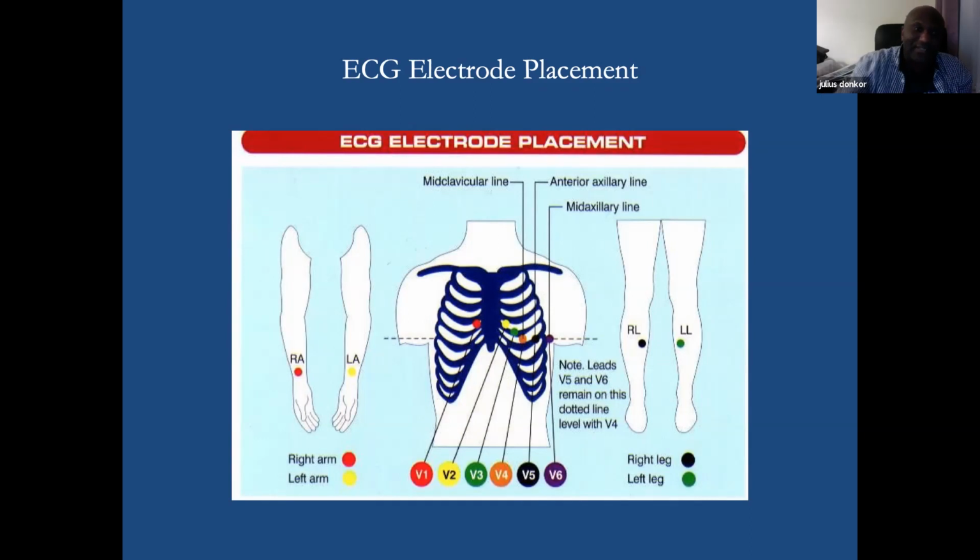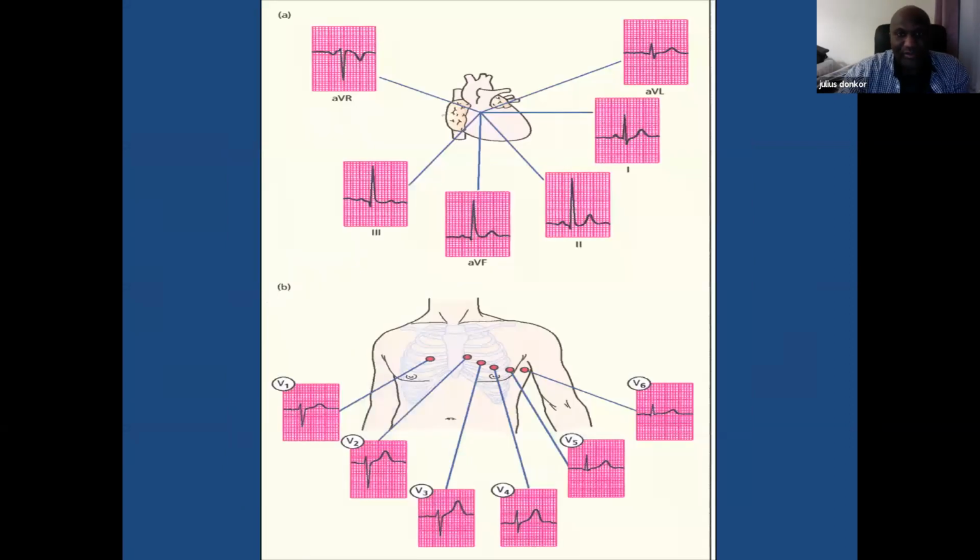And then your limb leads. You've got your right arm, which you want to put on the lower part of your wrist, and the left arm on the lower part of the arm at the wrist. Your left leg is on the lower part of your leg, by your ankle. But your right leg, your neutral one, could be anywhere on your body. So that's your standard position for your 12 lead ECG.